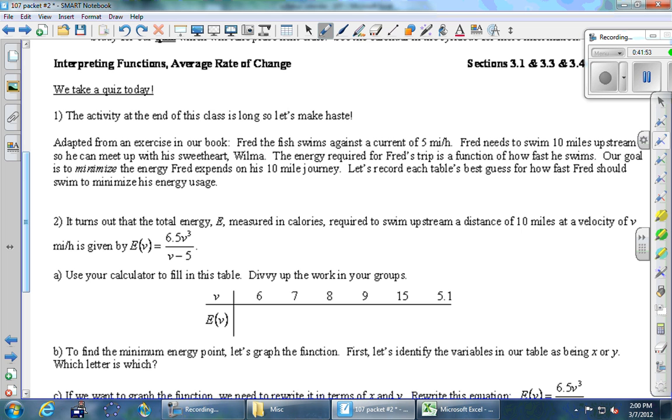Okay, so I've given you very little information, but we're just looking for almost pure guesses. How fast is the current? Nope. The current is 5 miles an hour, and Fred is swimming against that current. And how far does Fred need to swim? 10 miles. Can you make a guess in your tables? Spend 30 seconds debating and just come up with a speed that you think might minimize the amount of energy that Fred has to spend on the whole 10-mile trip. 30 seconds.